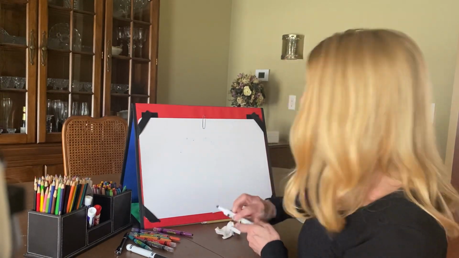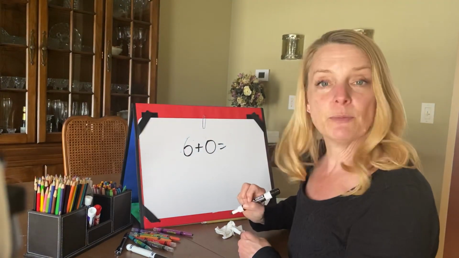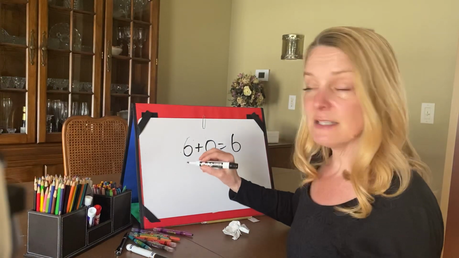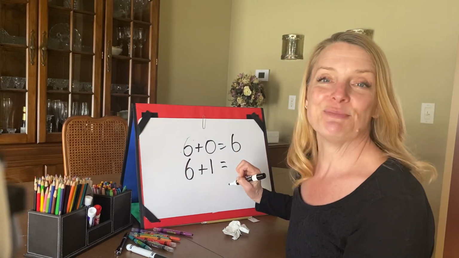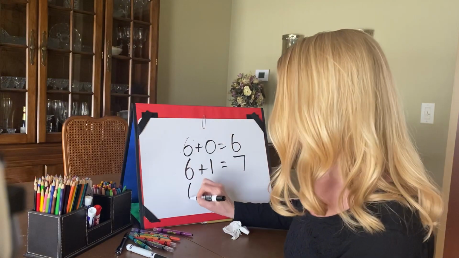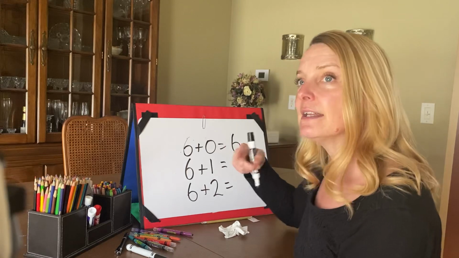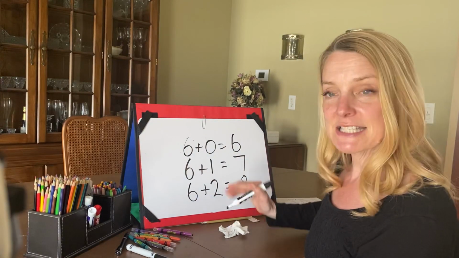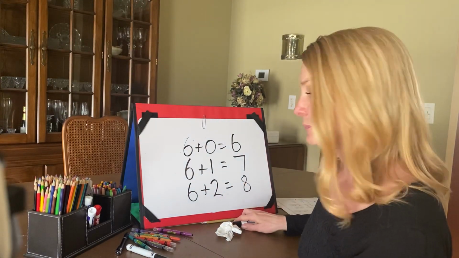Let's try another one. If I have 6 plus 0, the answer would be 6. Right. So now if I work next in my tree, I say 6 plus 1 more, the answer would be, great, 7. And if I add 6 plus 2 more, 6, and I can think on, 7, 8. Excellent. 6 plus 0 is 6. 6 plus 1 more is 7. And 6 plus 2 equals 8.